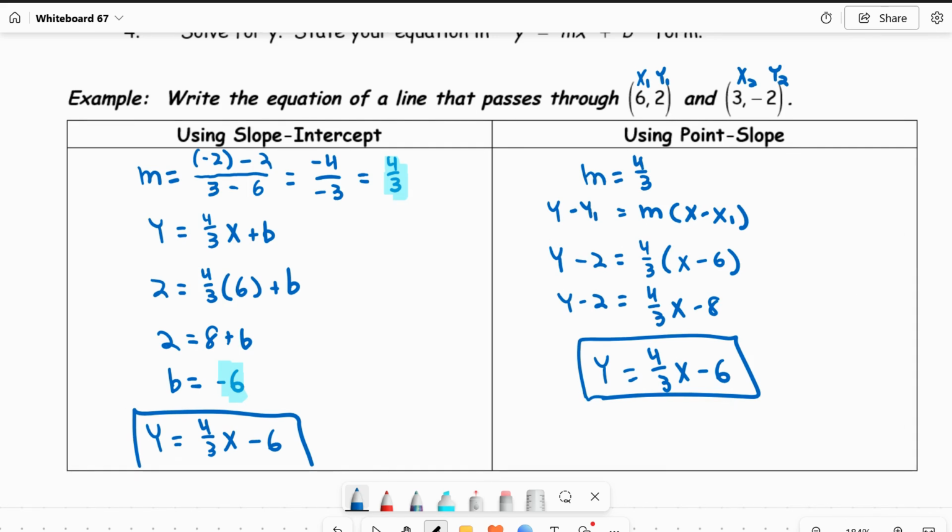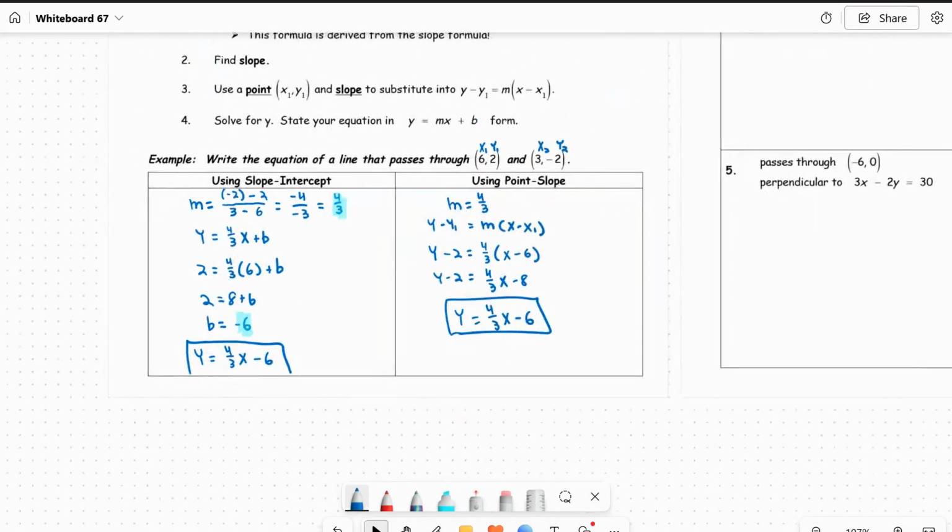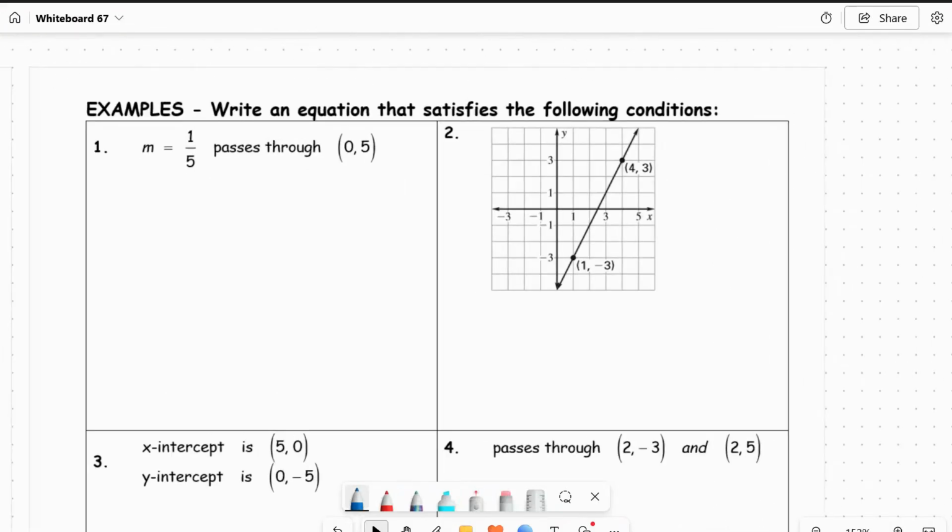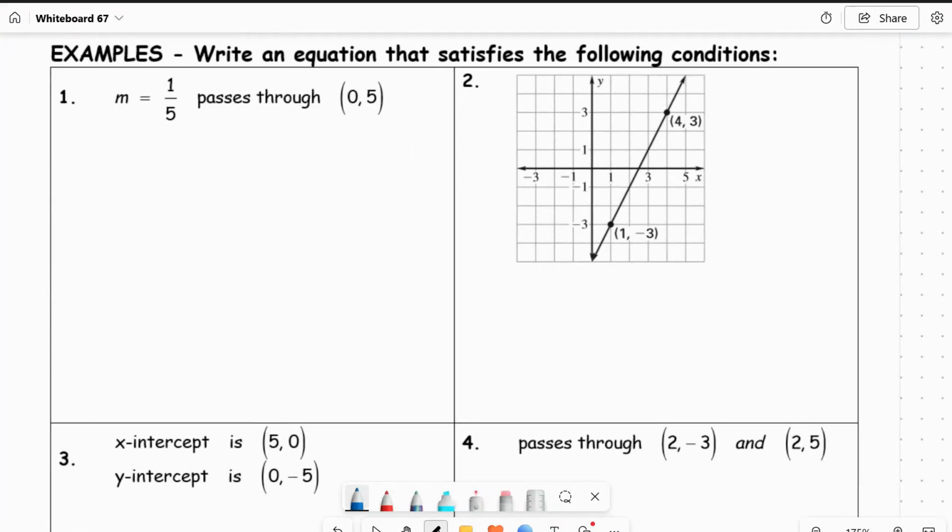It's really up to you which of these two methods you would use. They are fairly equivalent as far as the amount of work goes. Let's go through a couple of examples on the back here, and we can pick which method we are going to use for each. In number 1, there's something that you should probably notice. In my ordered pair, since my x value is 0, that means that is my y-intercept.